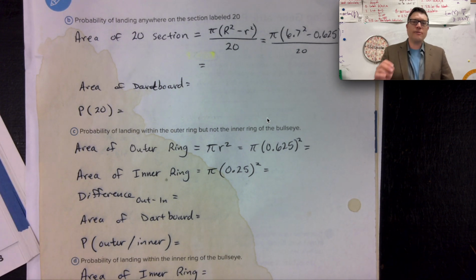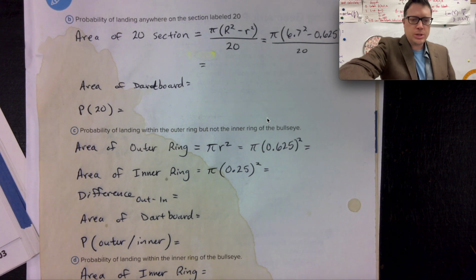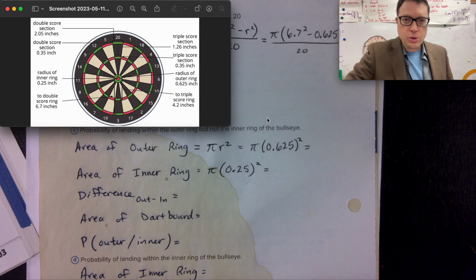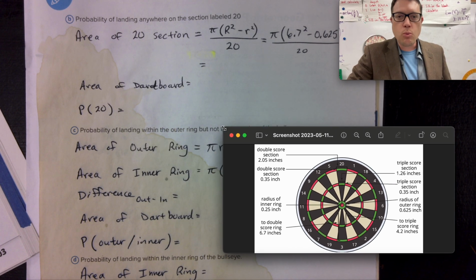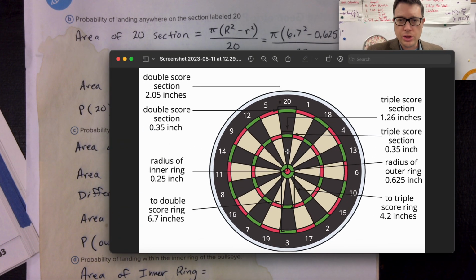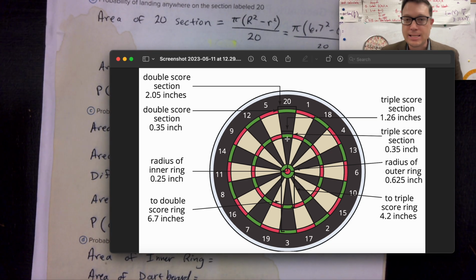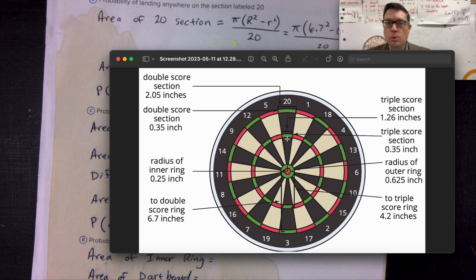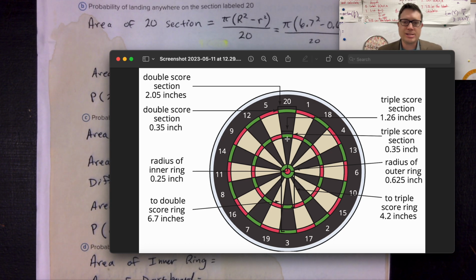The probability of landing anywhere in the section labeled 20. As a reminder, bringing this to our screen, the section labeled 20 is the wedge in this area. If you land in the 20 section, it's at least 20 points. Could be double, could be triple, but we don't care about that. All that we care about is the section labeled 20. What is the number of points for that amount?